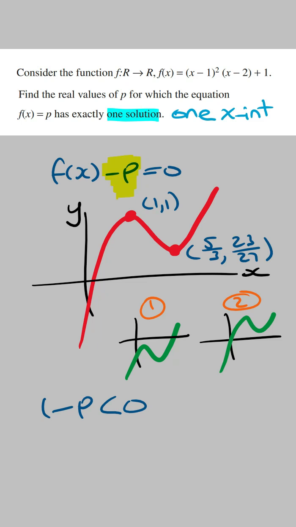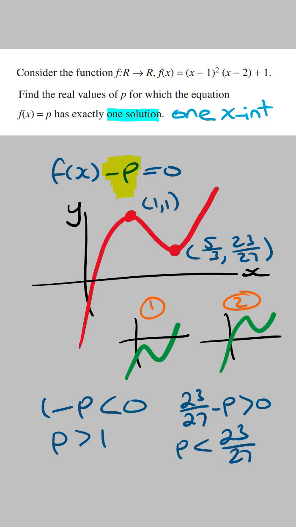Rearranging to solve for the value of p, we're going to get the value of p has to be larger than 1. Doing a similar thing for the minimum y coordinate, the minimum y coordinate is 23 over 27, and minus p is going to give us the new y coordinate. Now we want this to be above the x-axis, and so we want this y value to be larger than 0. Now solving for p, we're going to get p is less than 23 over 27. And so for these p values, we're going to get f of x equals p has exactly one solution.